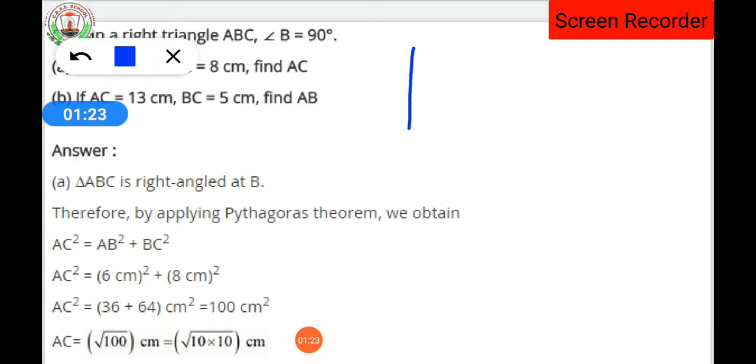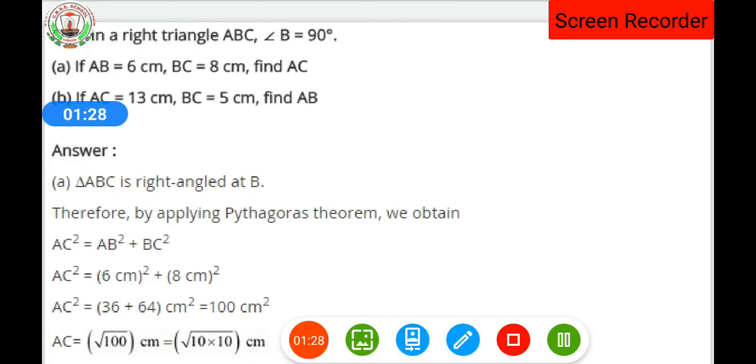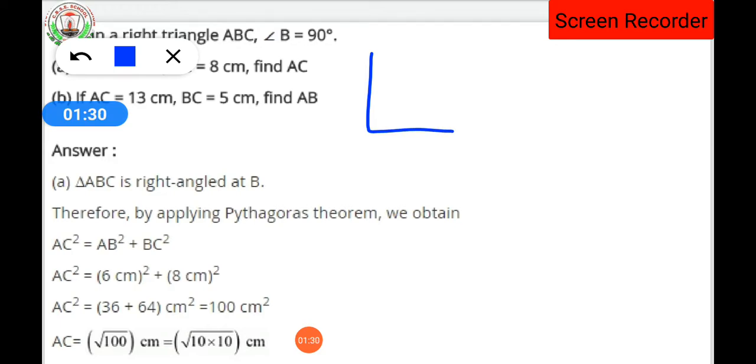I will draw the figure and show you. This is the right angle triangle ABC. This is 90 degrees. Now here it is given AC you have to find. This means this side you have to find. AC will act as the hypotenuse, BC will be the base, and AB will be the perpendicular, as you had already stated, isn't it? So we will solve this question by Pythagoras theorem.